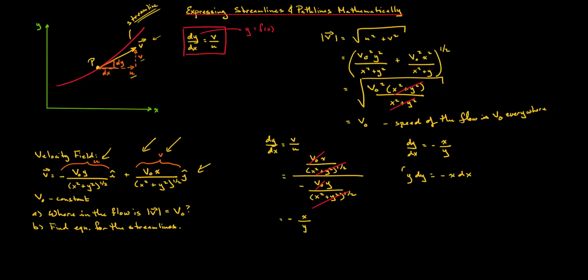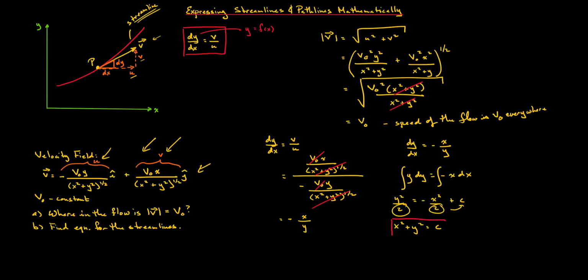And so we can go ahead and integrate. We have an indefinite integral here. And so we find that we have y squared over 2 is equal to the negative of x squared over 2 plus an integration constant c. Now we can absorb these 1/2 into the integration constant, which will give us x squared plus y squared is equal to c.